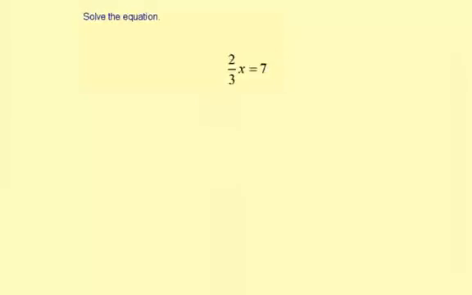Solve the equation. Here we have 2/3 x equals 7. So when you have a fraction times a variable, there are a couple of different ways you can solve it. One way, and this is a preferred way by a lot of people, is you can move this x right up with a 2, because really this is like x over 1. So you could really write it as 2x divided by 3 equals 7.